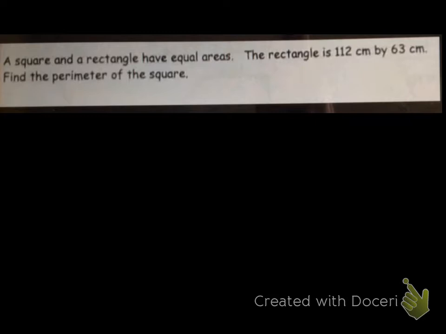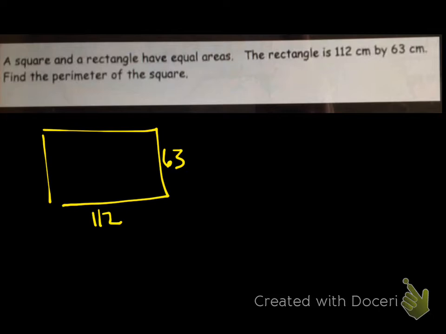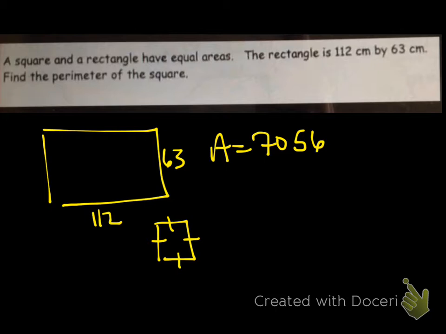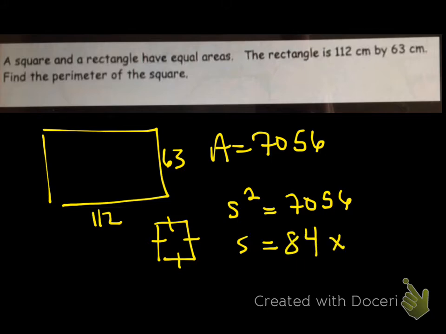Square equal areas. Let's start with our rectangle. The rectangle is 112 by 63. We want to find the perimeter of the square. So our area is equal to 112 times 63, which is 7,056. If our square has the same area, remember squares have all four sides congruent, so side squared is equal to 7,056. So the side length is equal to the square root of that. Let's do that. The side length is equal to 84, and they want to know the perimeter, so we multiply that by 4. The perimeter is equal to 336 centimeters.